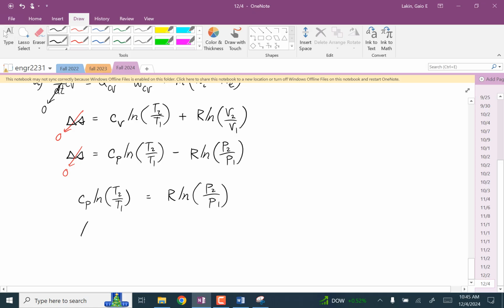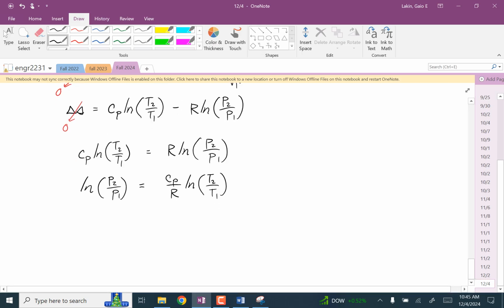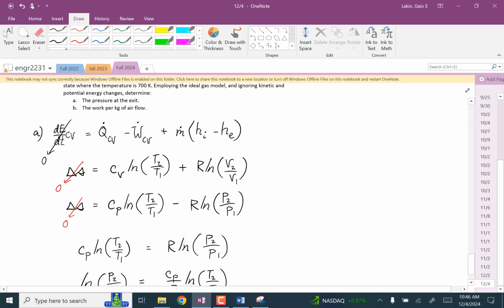So we can say natural log of P2 over P1 is equal to CP over R times the natural log of T2 over T1. E to both sides says P2 is equal to P1 times E to the power of CP over R times the natural log of T2 over T1. And I think we have all these values, hopefully.